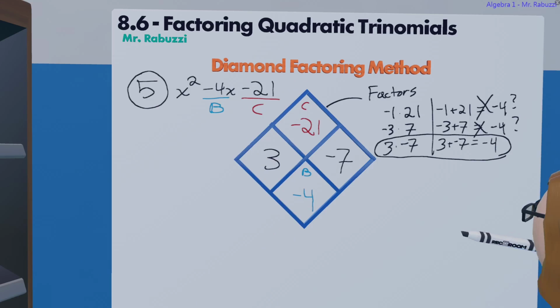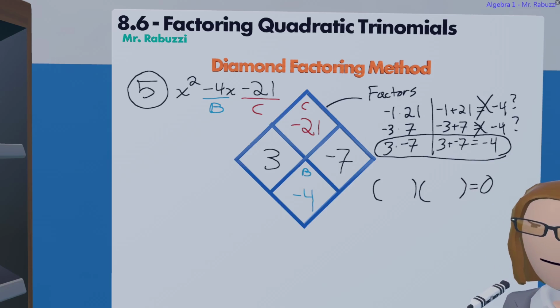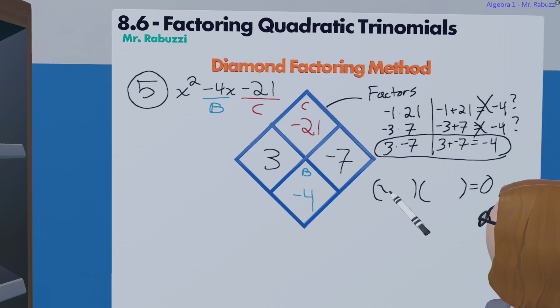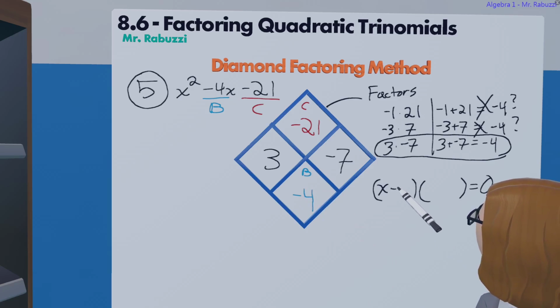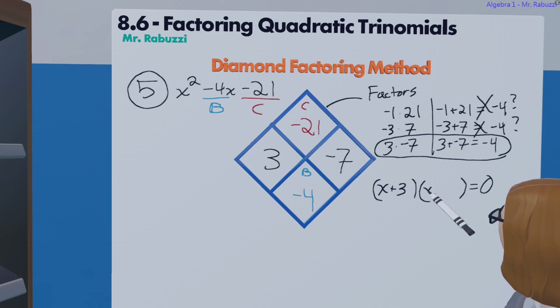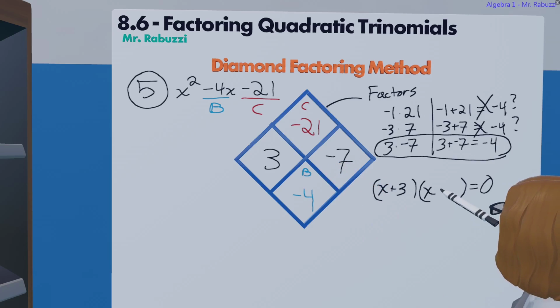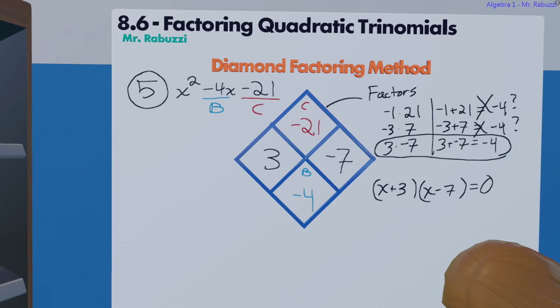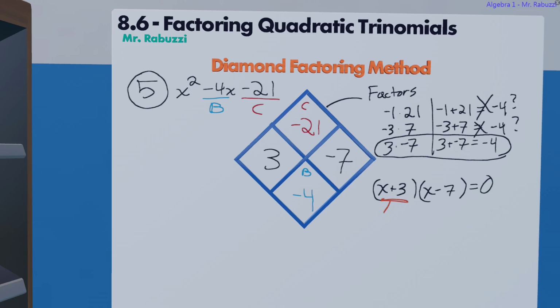And then we can start filling in our factors. We always are going to have 2 parentheses equals 0, right? The first parentheses is x and the first number. Now that's a +3, right? So it's going to be +3. Then the second parentheses is x and our second number, -7, so -7. Boom. Okay, we've got our orange and our pink. So factor 1 and factor 2.